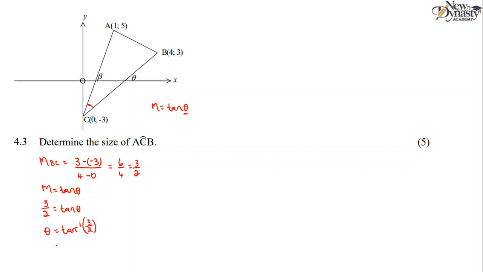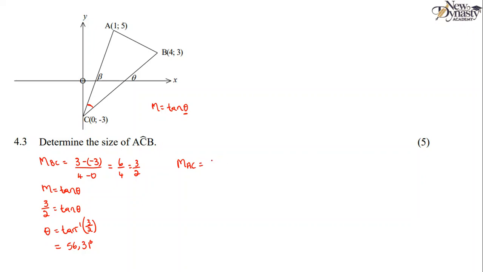Then you use a calculator, then you get your theta as what? 56.31 to 2 decimal places. That is theta. Now we can go on and calculate beta again here. So we also need the gradient of AC. So that is m_AC.